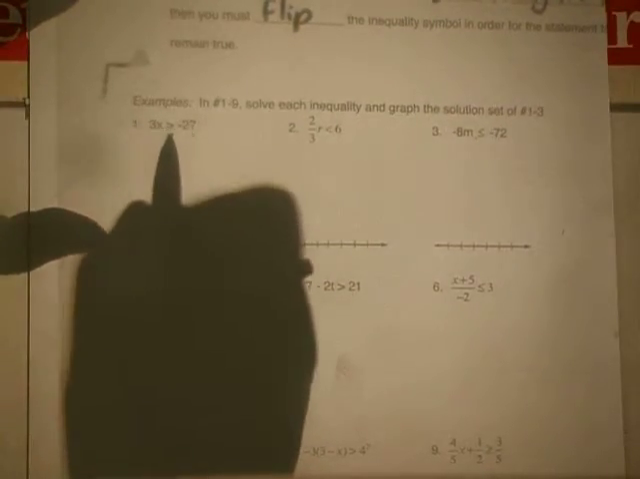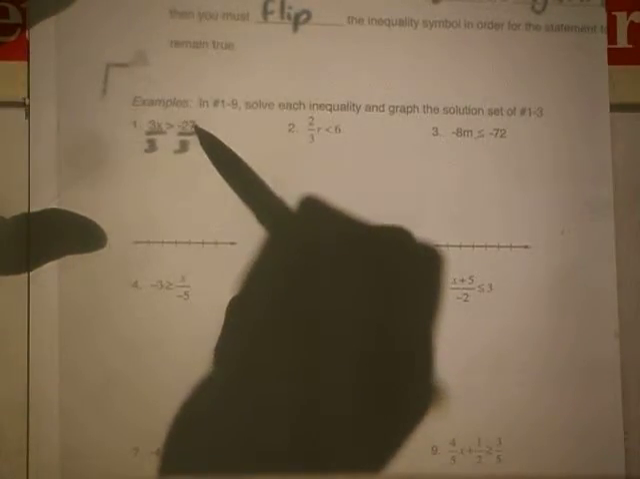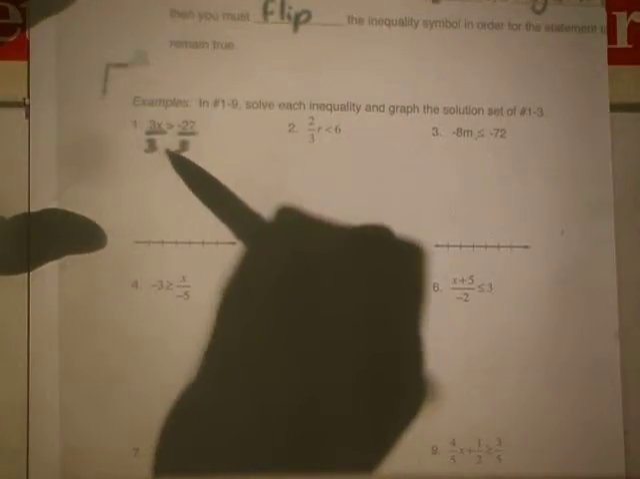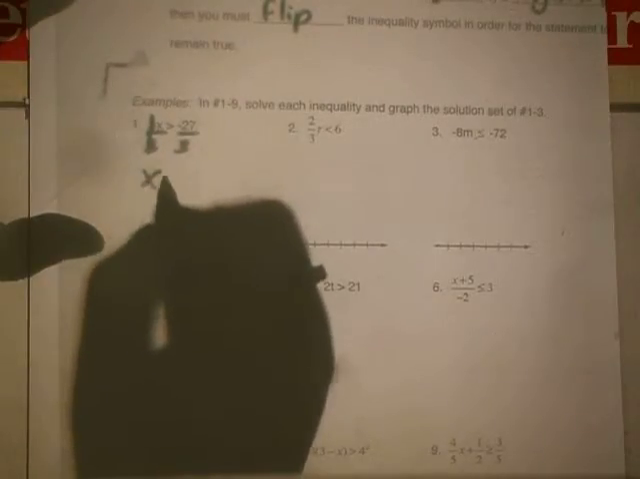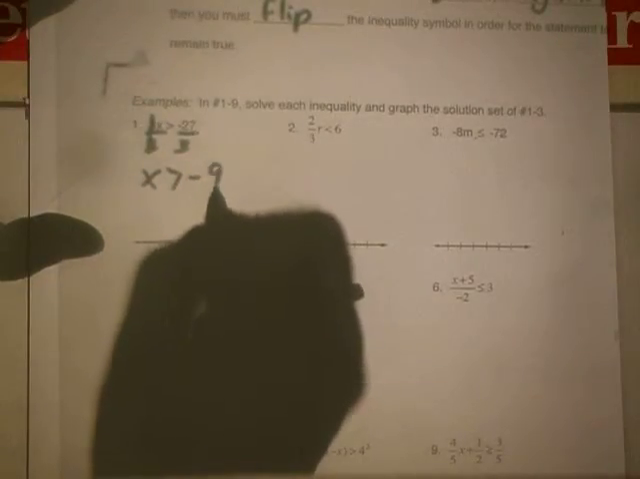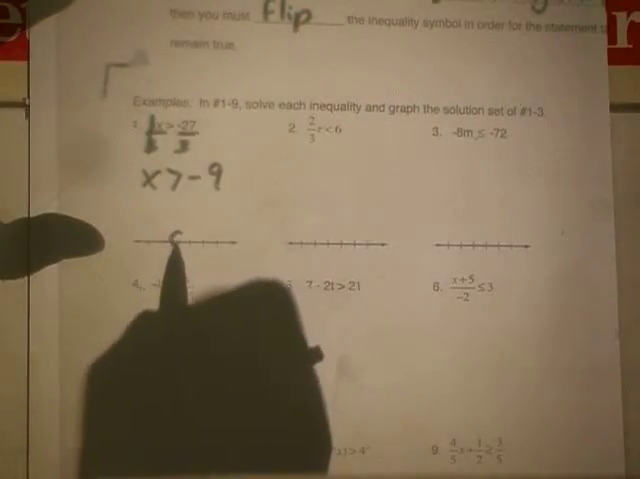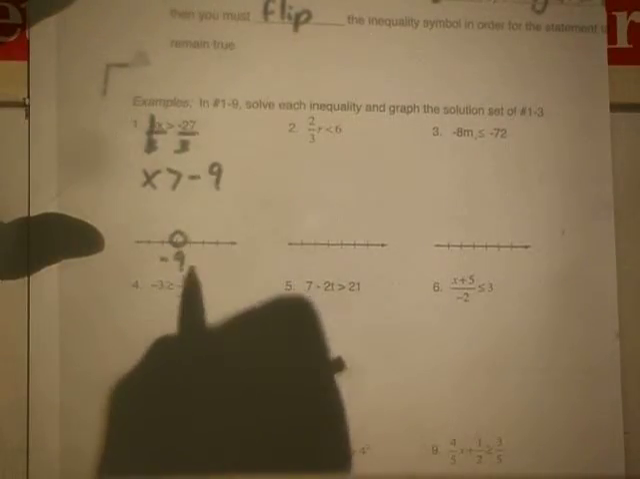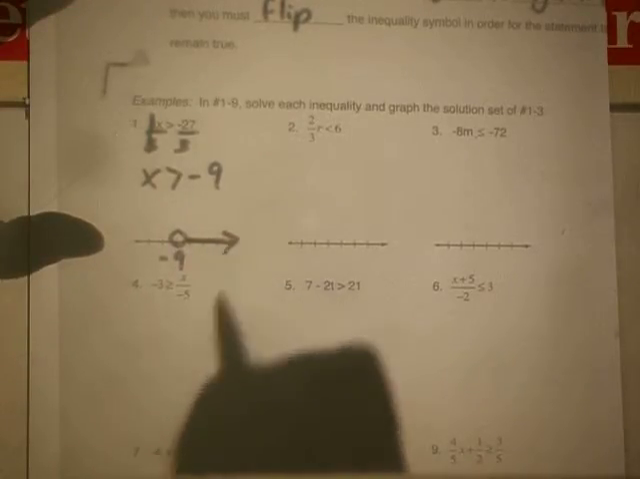First one, 3x is greater than negative 27. We divide both sides by 3. There is a negative right here, but we aren't multiplying or dividing by a negative, so we don't have to flip the sign. Those cancel, and you are left with x is greater than negative 9. To graph that, we would have an open circle on negative 9. We want the greater than, so those are the numbers off to the right.